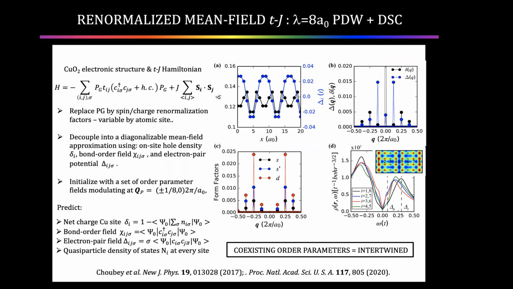So let's see. This is charge, okay? And the charge modulation at 1/8 in this model is much weaker than the charge modulation at 1/4. Exactly, but that is the status here. But we just said that the 1/4 is produced by the 1/8. Yeah. So then it should be smaller. Well, okay. Let's say they coexist in this case.